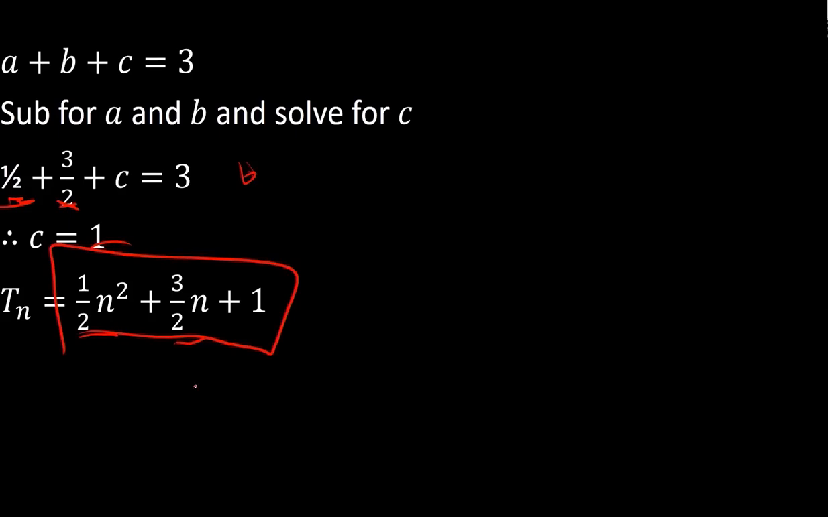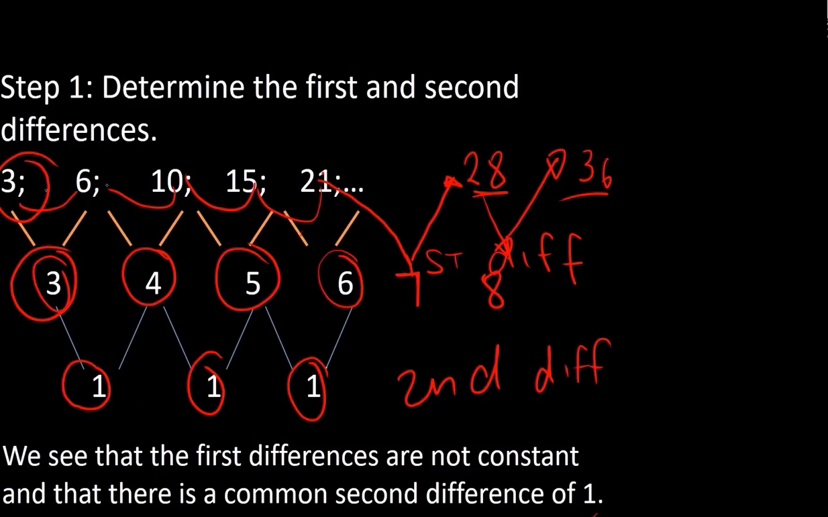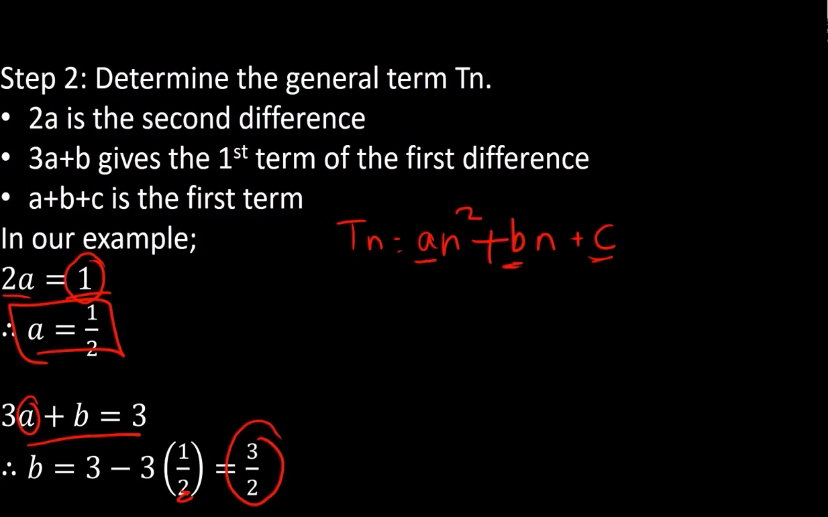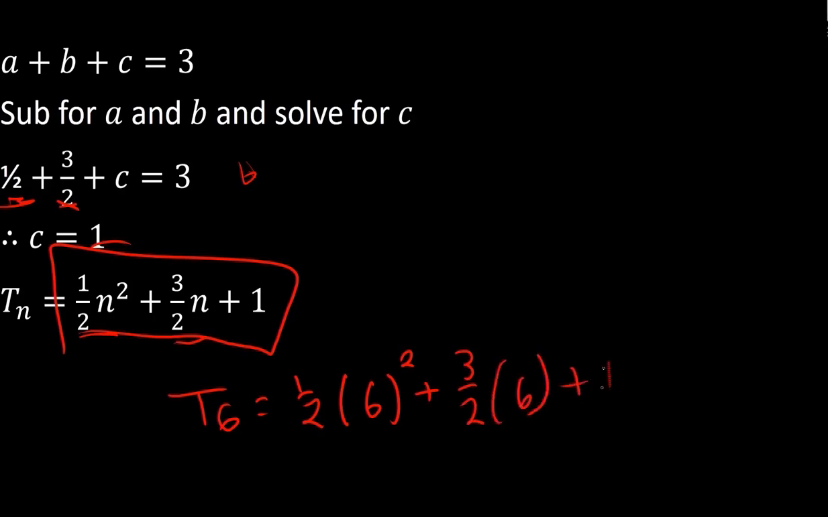So if I wanted term 5 or term, we want to double check. Remember, we worked out 1, 2, 3, 4, 5. We worked out term 6 and term 7. So let's say I wanted to work out term 6. I can simply substitute 6 in place of n. So I'll get a half into 6 squared plus 3 over 2 times 6 plus 1.